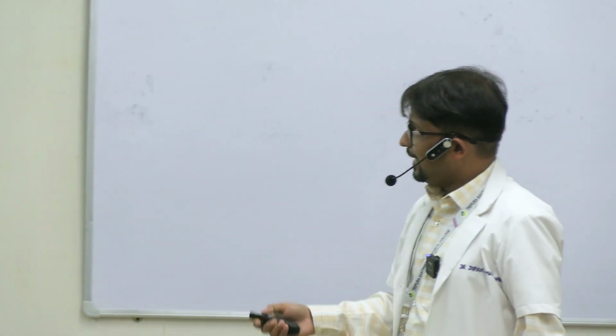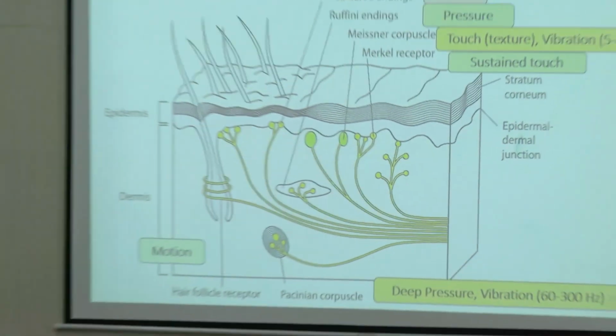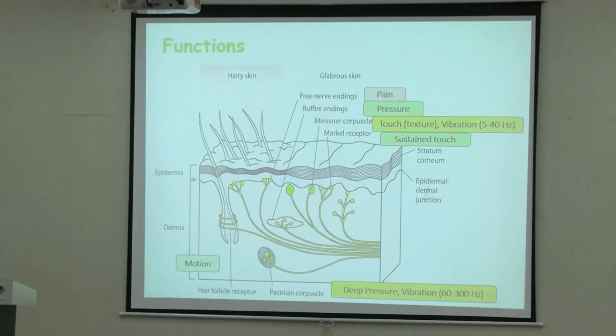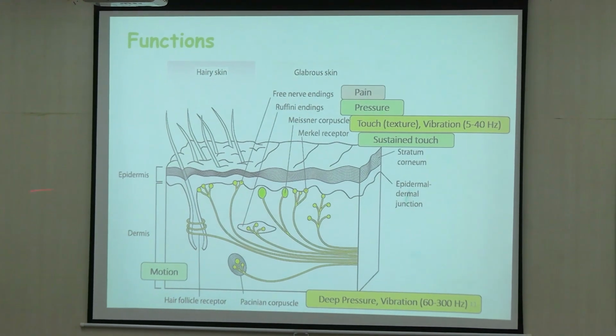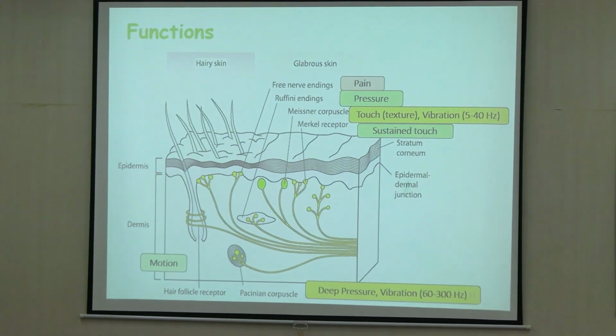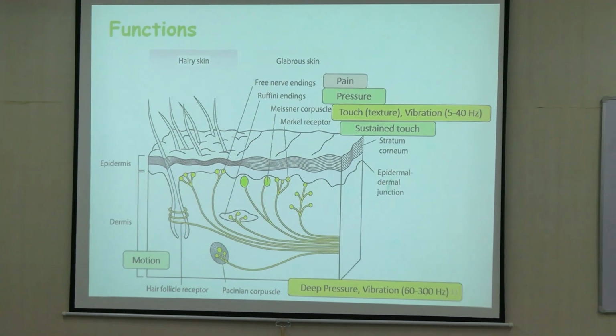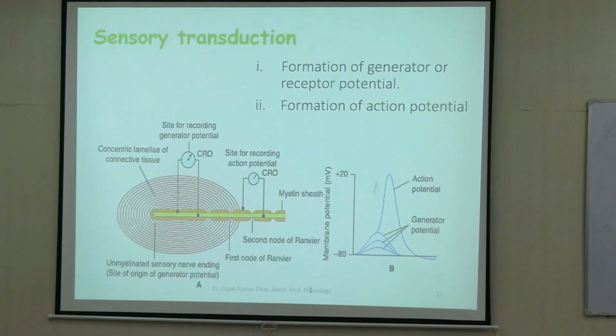Okay. Pain receptors, I have said yesterday also, these are bare nerve endings, free nerve endings without any form of structure associated with it. Motion can be detected from the hair follicle receptors. Right? So movement, any form of movement on the skin.